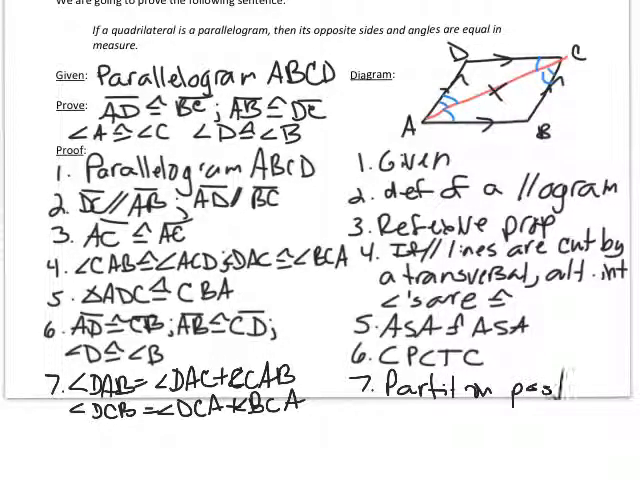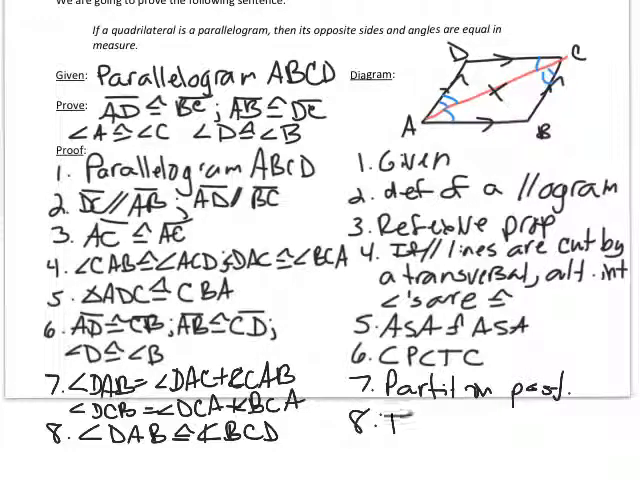Okay. Finally, by transitive, I can now say that angle DAB is congruent to angle BCD. And that's the transitive property, because if two things are equal to the same thing, they're equal to each other. And we have all those congruent pieces that we add together, so it makes the whole congruent. So that's how you prove all the other properties of a parallelogram.